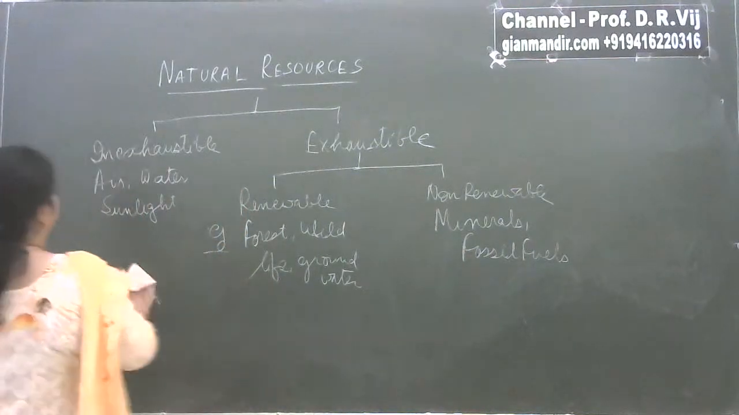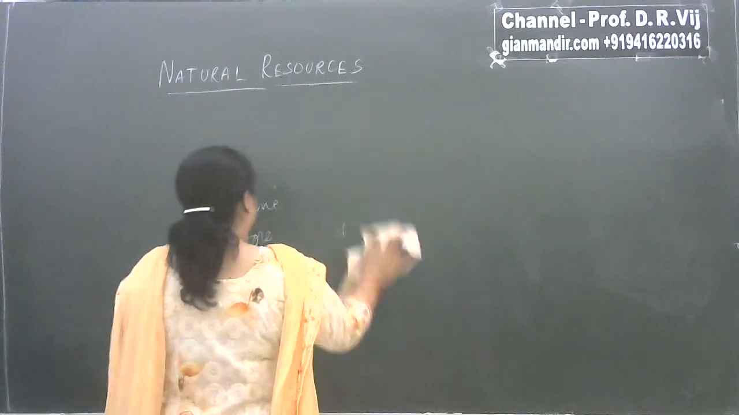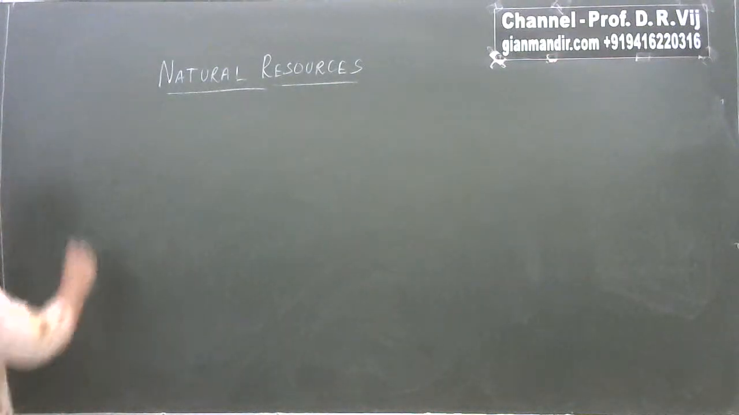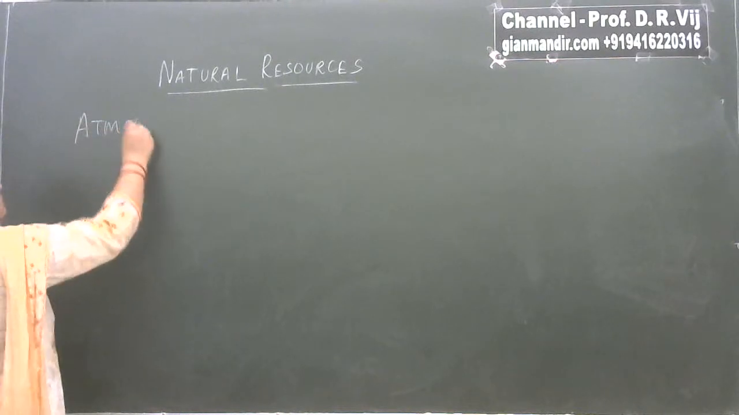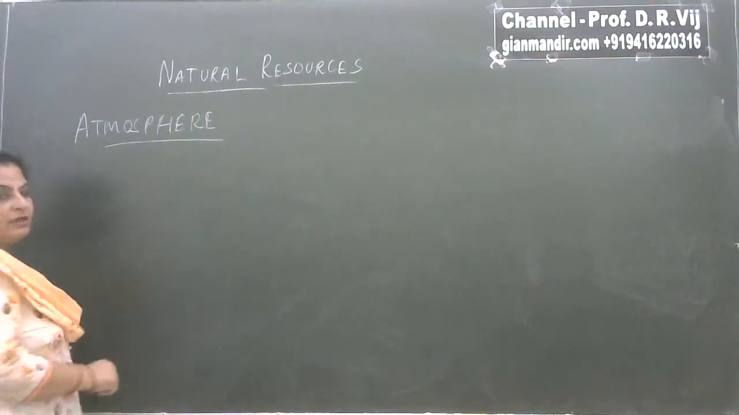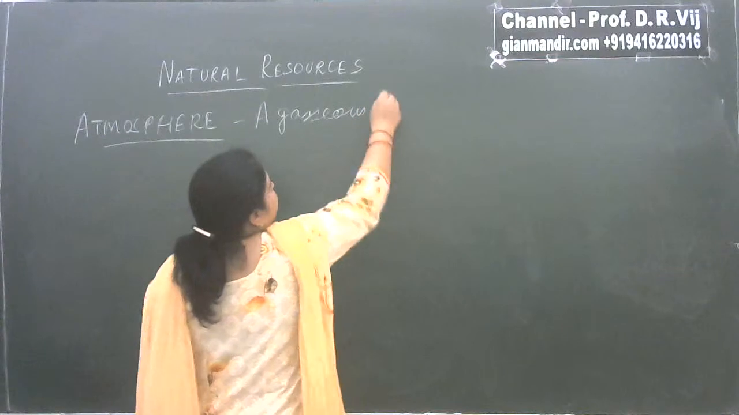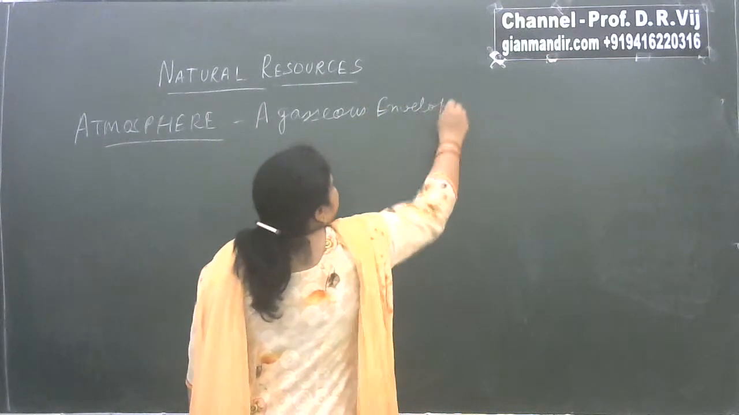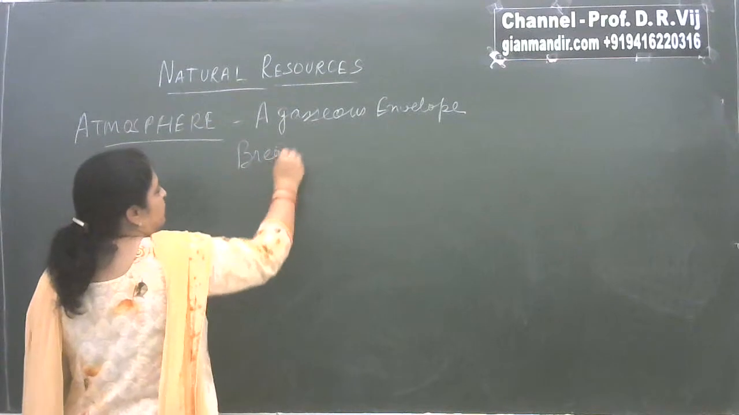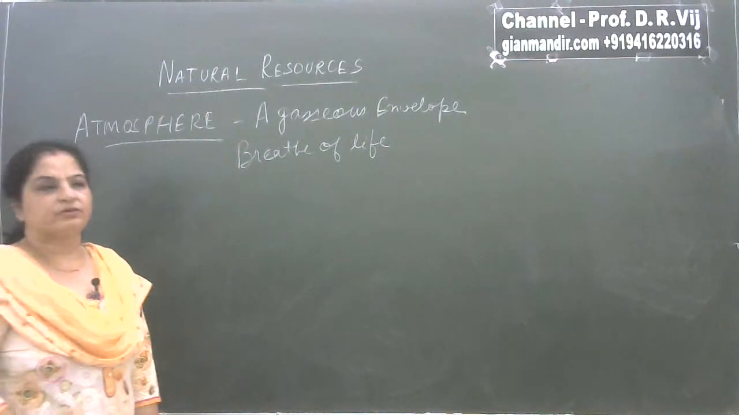So after the introduction to these resources, here we first start with the first most important natural resource, and that most important natural resource is air, which is present around us in the form of atmosphere. So what is atmosphere? It is a gaseous envelope surrounding the earth. And this air is also known as breath of life, as it is essential for maintaining the life on earth, right?